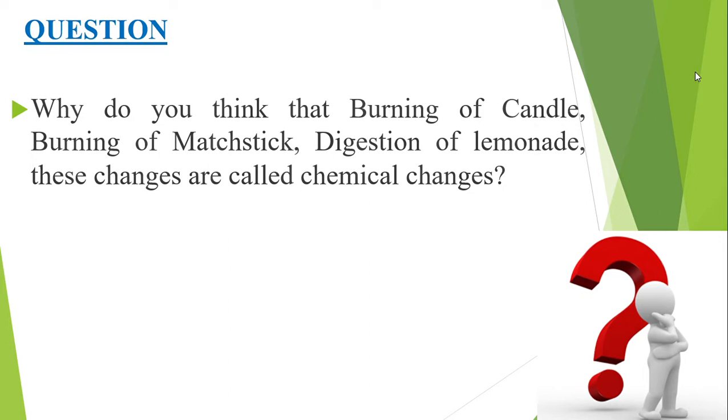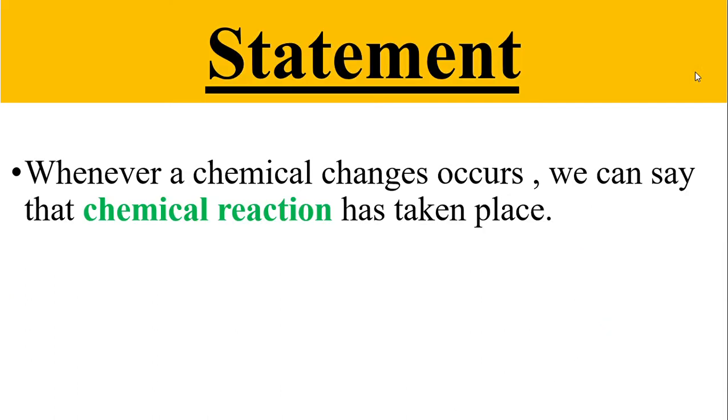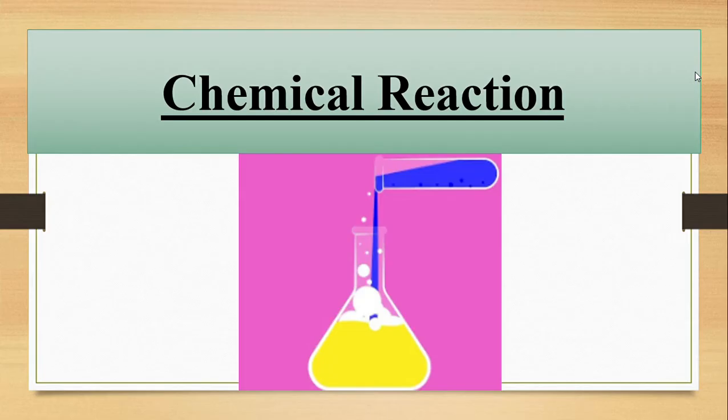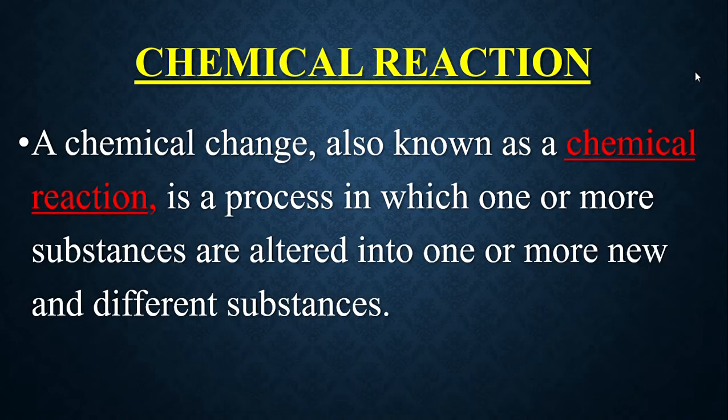Now the question arises, why do you think that burning of candle, burning of matchstick, and digestion of lemonade are called chemical changes? The answer is stated in this statement. Whenever a chemical change occurs, we can say that a chemical reaction has taken place. So this is our topic of discussion, which is a chemical reaction. Let's define chemical reaction. A chemical change, also known as a chemical reaction, is a process in which one or more substances are altered into one or more new and different substances. Those are called chemical reactions.